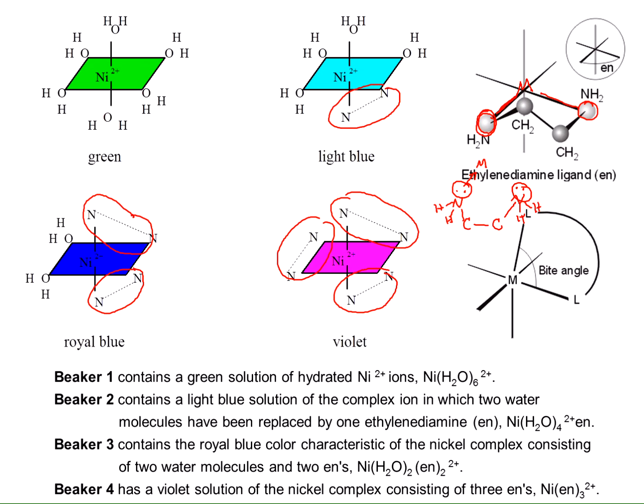And sometimes when we discuss chelating ligands, we'll ask, well, what's the bite angle? What's the angle created when that ligand binds to the metal? So that's the bite angle there, that angle between the ligand, metal, and ligand.